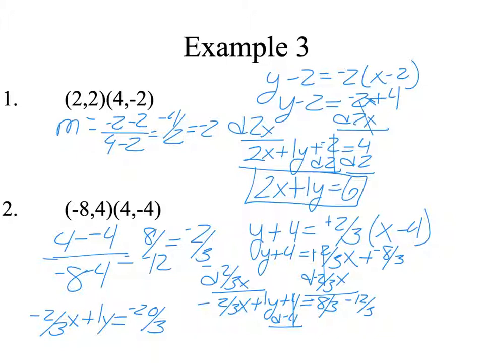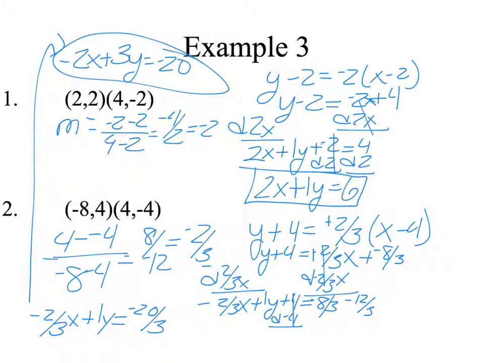If you would like to get rid of the fraction, at this point you could get rid of the fraction by multiplying everything through by 3, making one of those equivalent equations again. And if I did that, I would get negative 2x plus 3y equaling negative 20. It would clear out that fraction. You don't have to do that. You most certainly can leave it as the fraction. But if you really don't like fractions, you could certainly get rid of them that way.